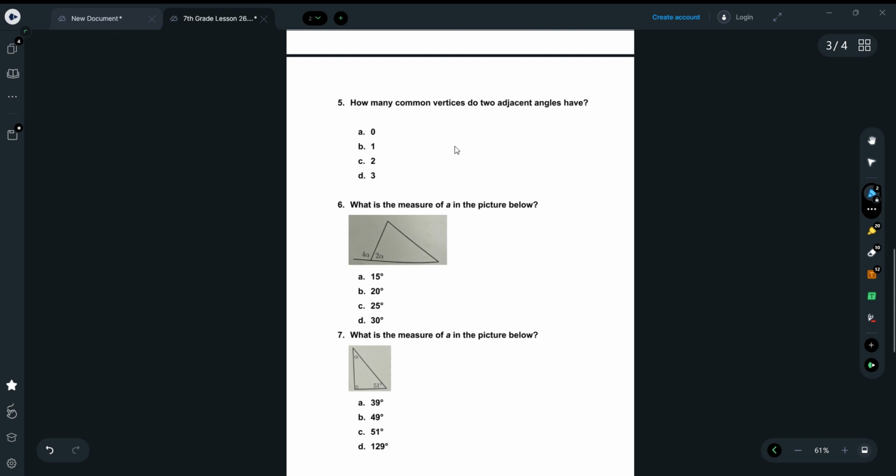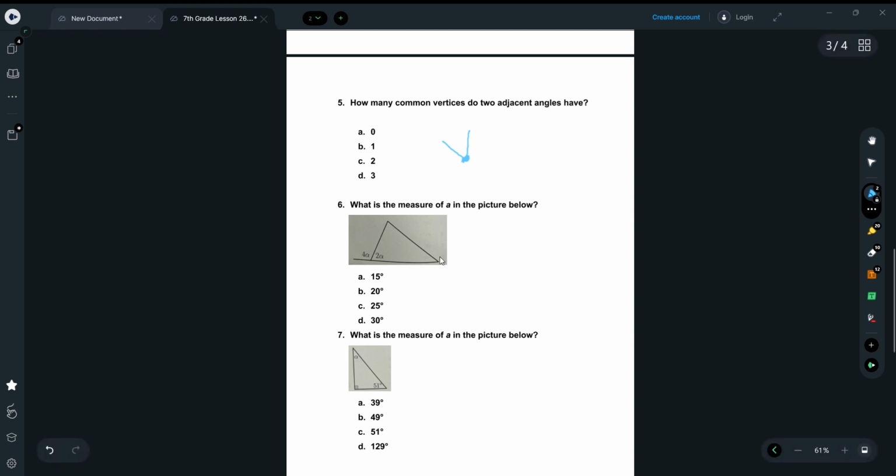Number five, how many common vertices do two adjacent angles have? So what is a vertice? A vertice is this part right here. If you want a more detailed definition, a vertice is a place where a vertex is at. A vertex is in a shape kind of like a corner.